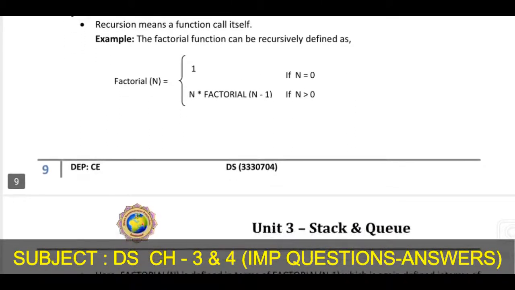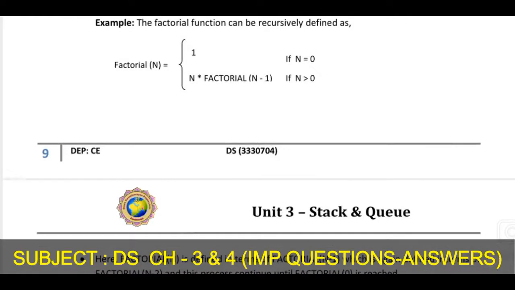So what does recursion mean? A function calling itself is known as recursion.